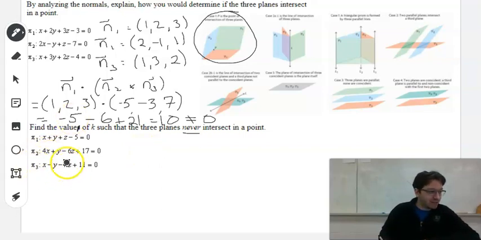Now, the third plane has the k in it, so I don't want it messing up our little cross product there. So let's do n3 dot n1 cross n2.